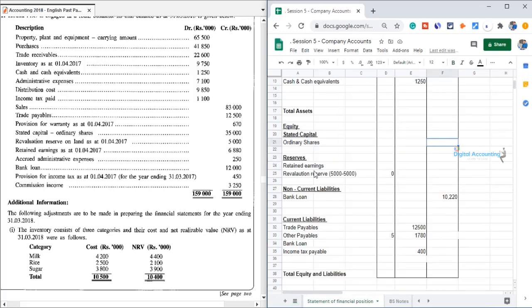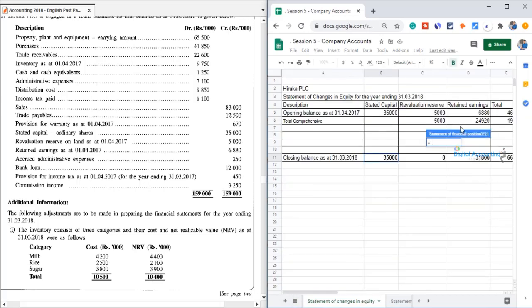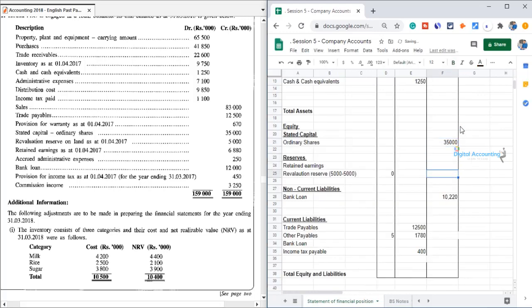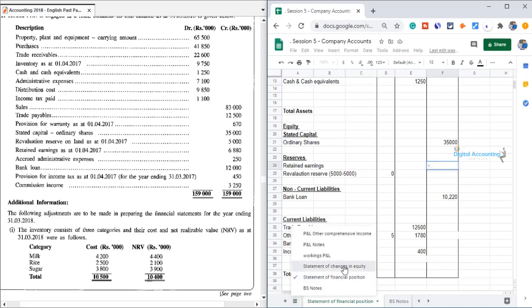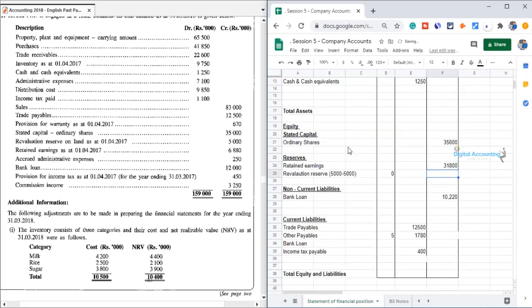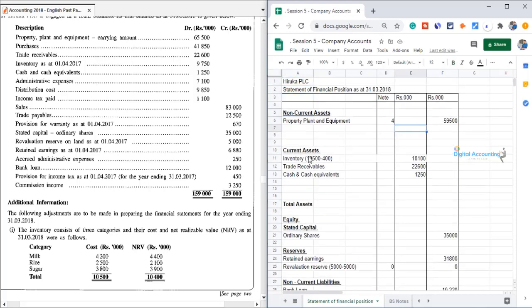So the ordinary share is 35,000. That's in statement of changes in equity. And the retained earnings will come from statement of changes in equity retained earnings column, 31,800. And we don't have any revaluation reserves right now, so we will tally the statement of changes in equity. So property, plant and equipment, we have done with that one, 59,500.